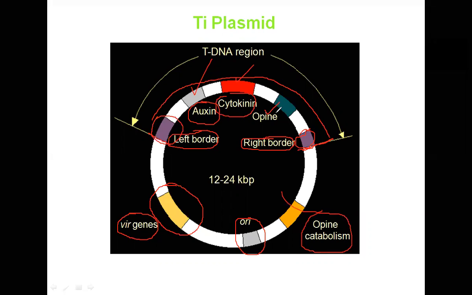So opines being synthesized by the plant cell will be exclusively utilized by the bacteria for its growth and development, and for that purpose it carries a group of genes which will help catabolize that particular opine being synthesized by the plant cell. Please remember, you have three different types of opine. Not all bacteria will synthesize all three. They will be synthesizing only one type of opine. They will be carrying a gene for that particular opine, and they will be able to catabolize that particular opine synthesized by the plant cell.